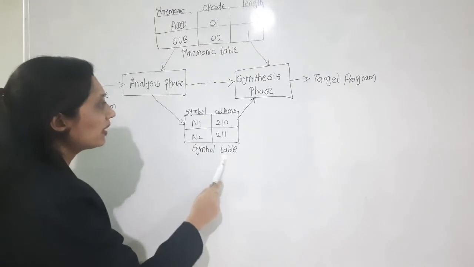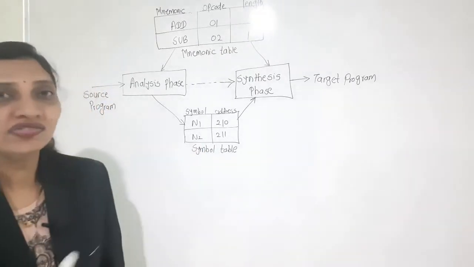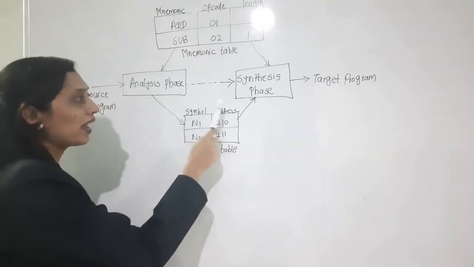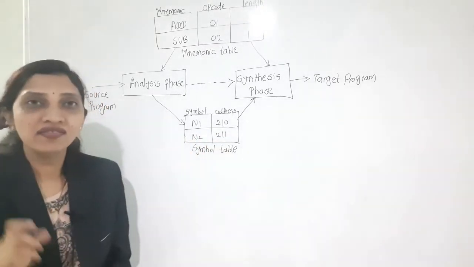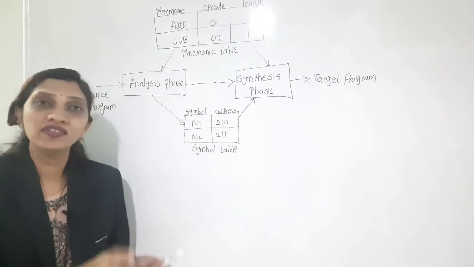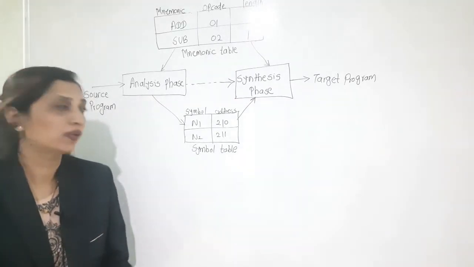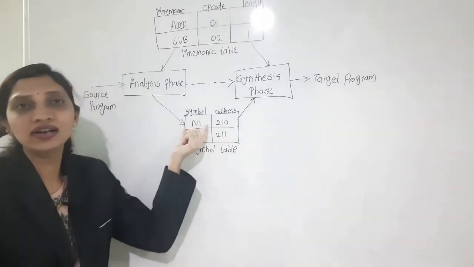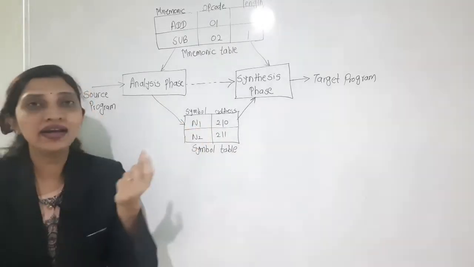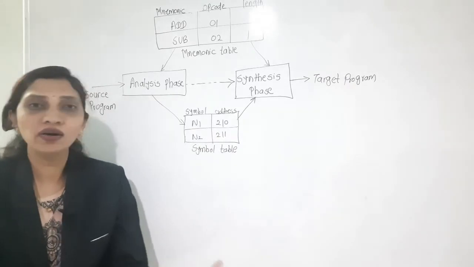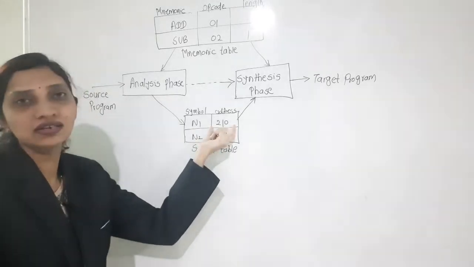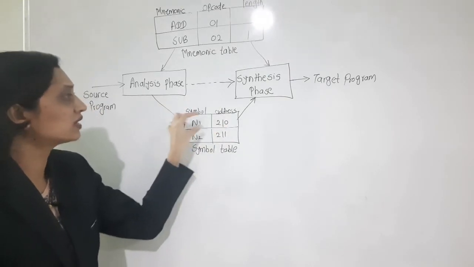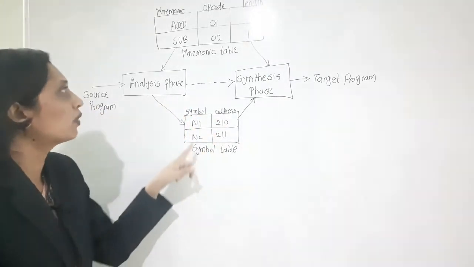The symbol table contains two fields, symbol and address. Whenever a symbol appears, whenever a label appears in the program, that symbol is taken, its entry is made here, and the address contained in the location counter is stored here. In this way the entry of each symbol is made in the symbol table.